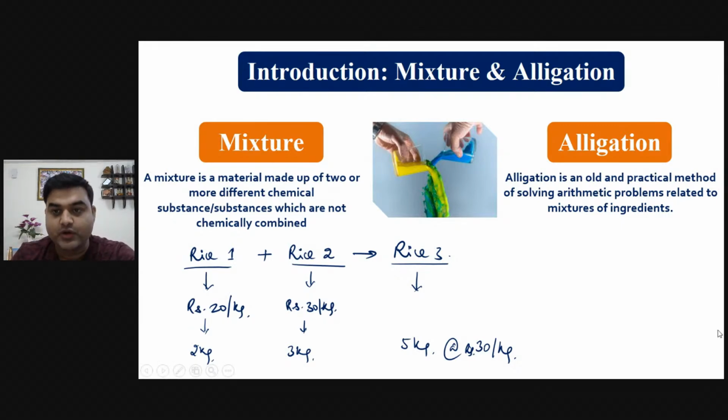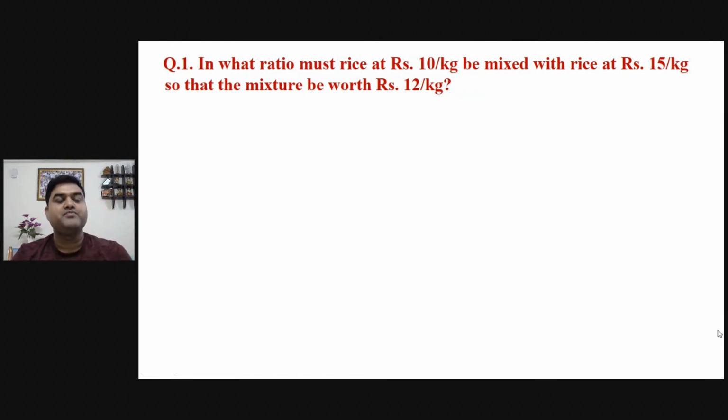Godwin, sorry. Okay. Let's come to question number 1. In what ratio must rice at rupees 10 per kg be mixed with rice at rupees 15 per kg so that the mixture be worth rupees 12 per kg? Try to understand what is given in the question. You have been given price and quantity, right? What you have got is the price, right?